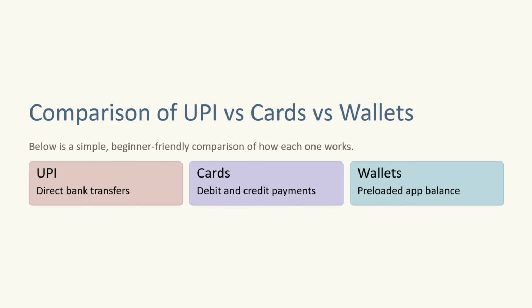Now we will see the comparison of UPI, cards and wallets. UPI means direct bank transfers. Cards means debit and credit payments. Wallets means preloaded app balance.